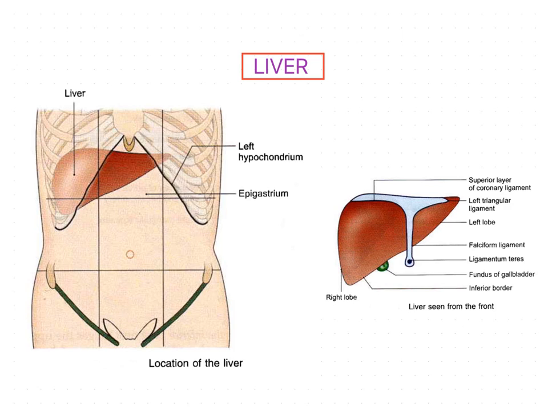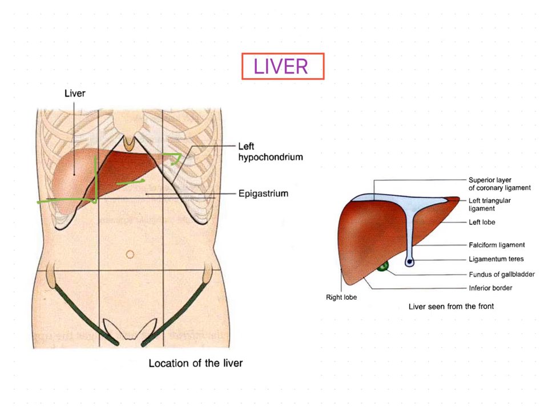Dear students, welcome back. In this session, we are going to discuss the liver. The liver is the largest gland in the body and it is red-brown in color. It is richly vascular, pliable and friable. It occupies the right hypochondrium and extends into the epigastrium and also the left hypochondrium. So this is the situation of the liver.